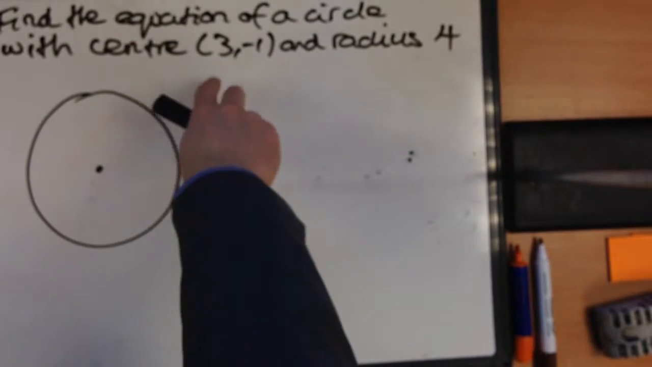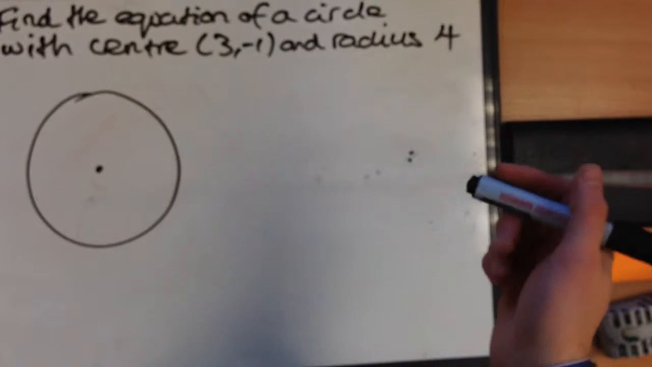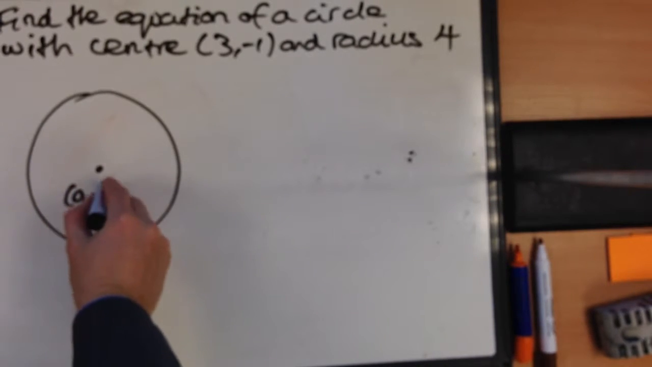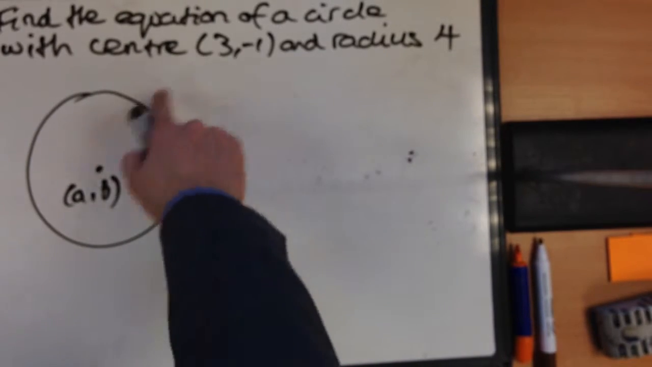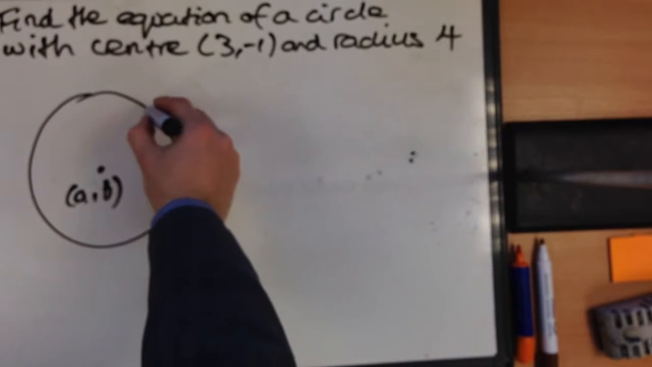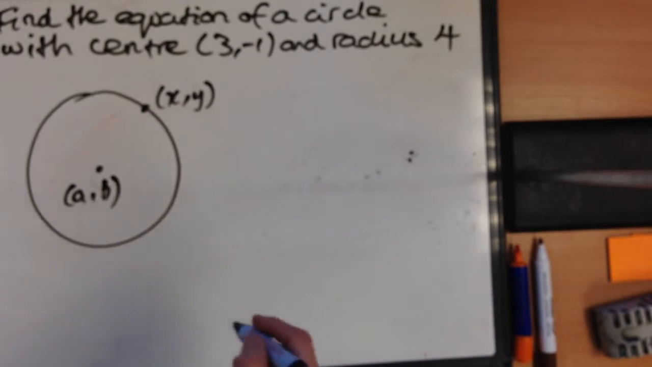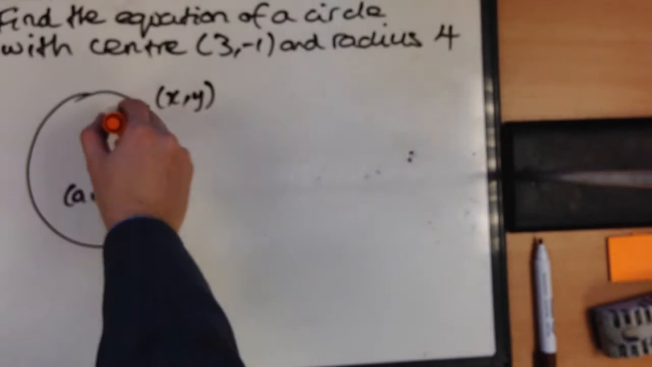Before we can answer this question, detailing the centre at 3, minus 1 and the radius of 4, it's probably a good idea to look at the general equation of a circle. To do that, we're going to give the coordinates at the centre the general a, b coordinates. a and b could stand for anything. In this case, a would be 3, b would be minus 1. And the outside of the circle has coordinates of x, y. Joining those 2 points together is the radius, which we're going to call r.